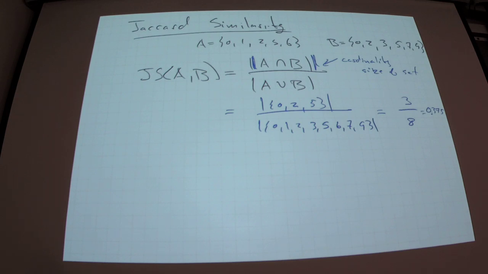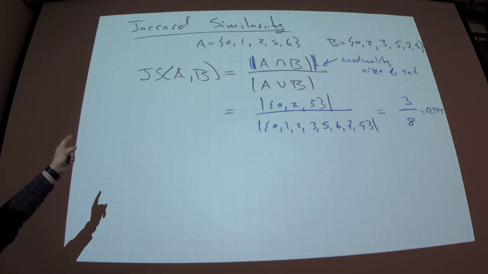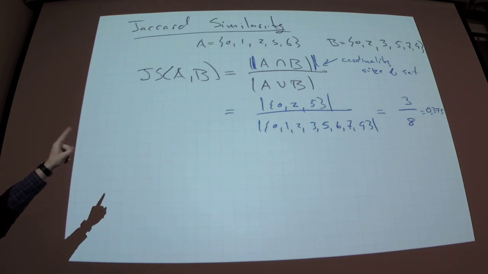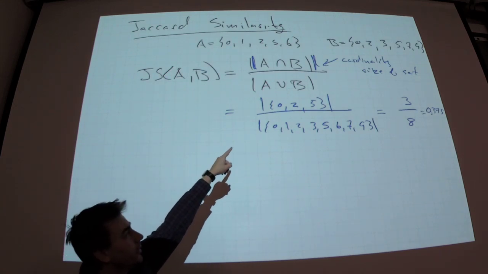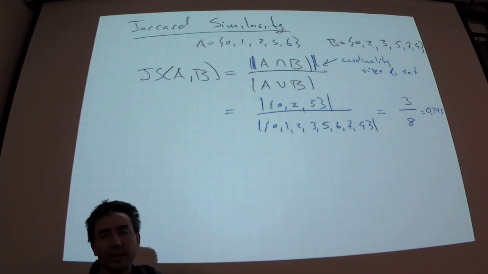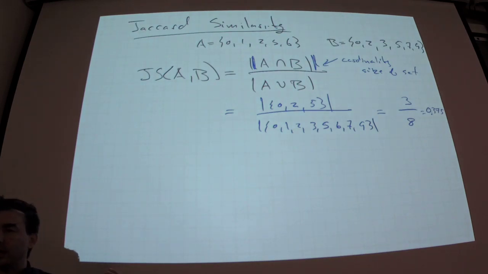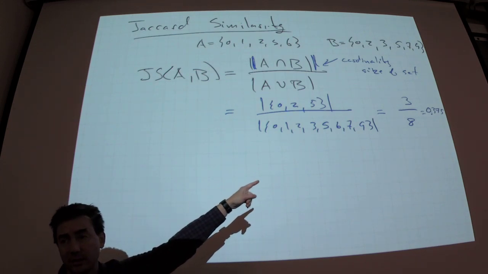It should probably become less similar because it's going to A and it's not in B. So if I added 4 into A, it should be less similar, and that will bear out. The numerator, the intersection, is not growing, but the denominator, the union, is. Right? So it would go from 3/8 to 3/9.